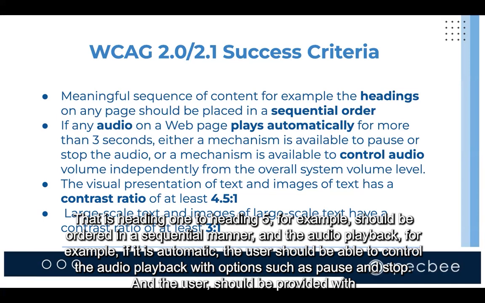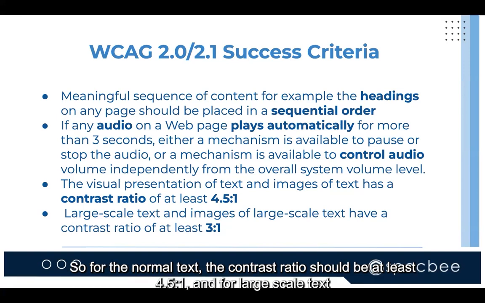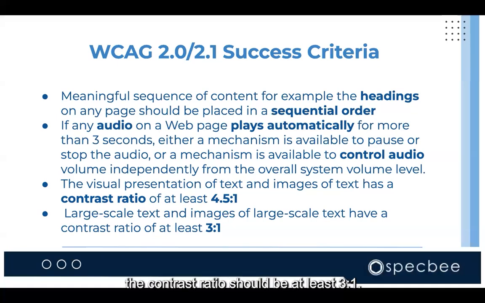And the user should be provided with these options in order to control the audio playback. And next, coming to the contrast ratio of the components of the site. For normal text, the contrast ratio should be at least 4.5:1, and for large scale text, the contrast ratio should be at least 3:1.